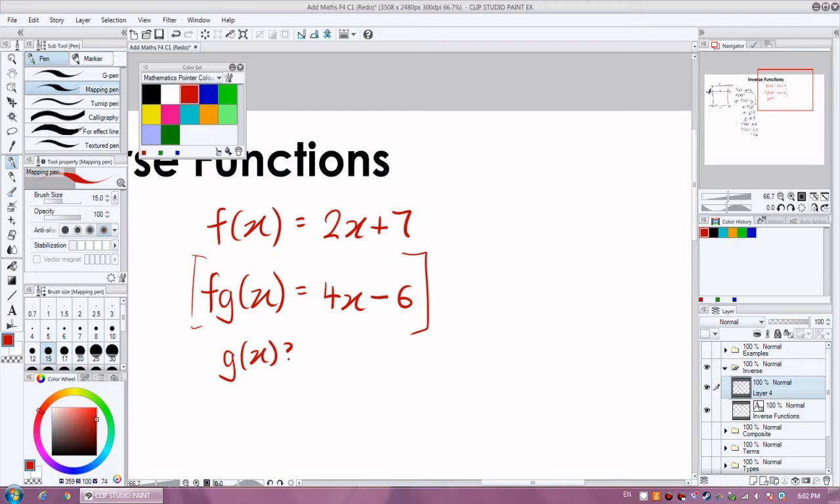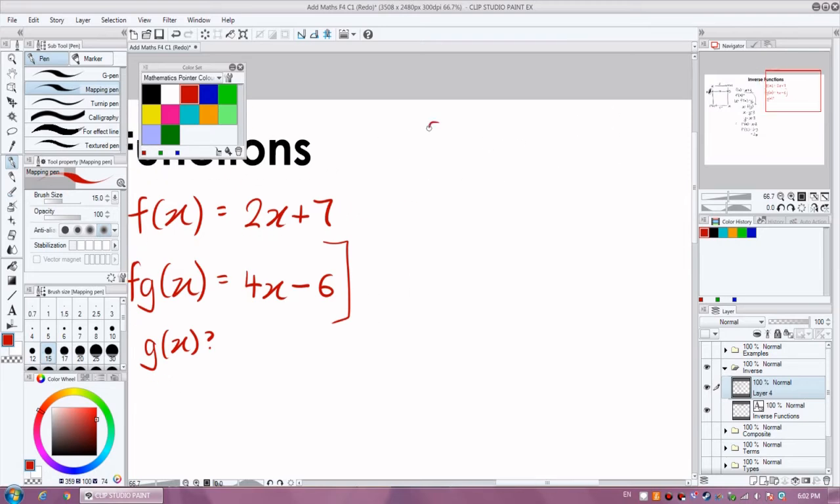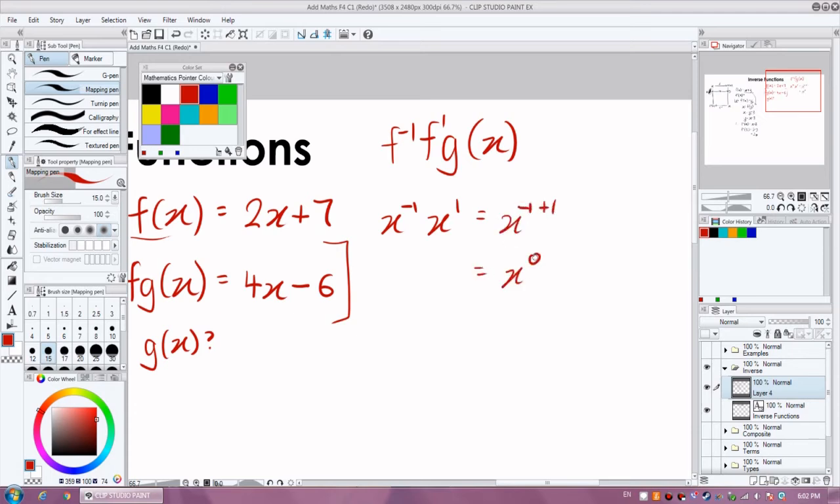As we know, with inverse functions, the way you're supposed to do it is like this. With fg(x) here, we just need to apply the inverse function, which is f negative 1. What this means is, as we learned in Form 3 about indices, x to the power of negative 1 times x to the power of 1, so it will be x to the power of negative 1 plus 1, which is x to the power of 0, which is 1. So if this turns into 1 times g(x), it's technically just g(x), which is the one we were trying to find.